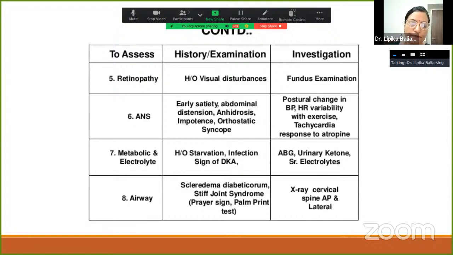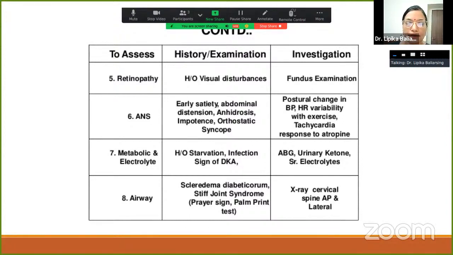All these will be checked, and then we can know the severity of the autonomic nervous system affection. And when we look for the metabolic electrolyte system, then we ask for a history of starvation, whether the patient has gone into ketosis or if there is any presence of infection in any of the sites, any sign of diabetic ketoacidosis we have to look for. And the investigations: urinary ketone is a must, then serum electrolytes levels of sodium, potassium, and arterial blood gas analysis.